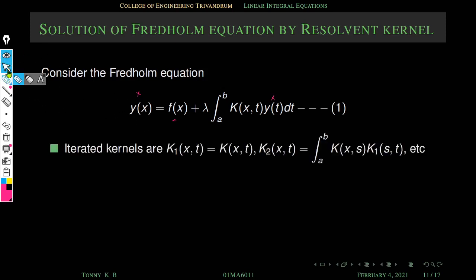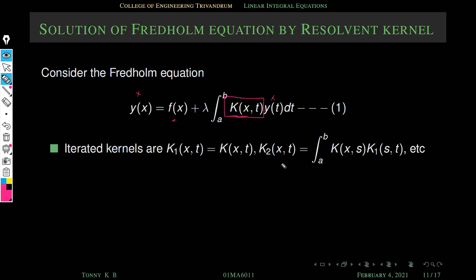In this method, first we define kernels, called iterated kernels. This k(x,t) is called the kernel of the integral equation. And we define new functions that are called iterated kernels. First we define k1(x,t). What is k1? K1 is the same as k(x,t) itself. The kernel of the integral equation is our k1 of x,t.